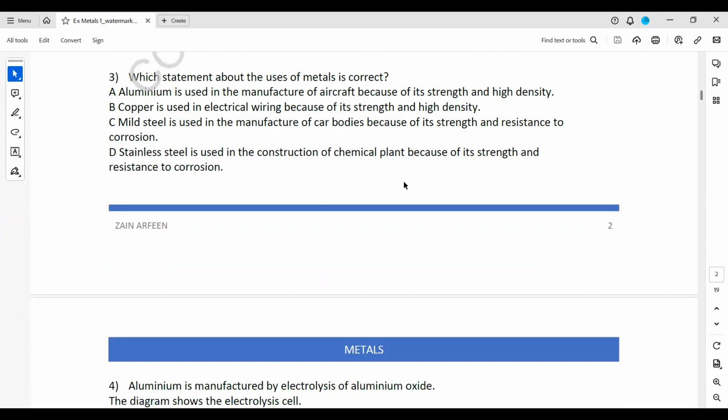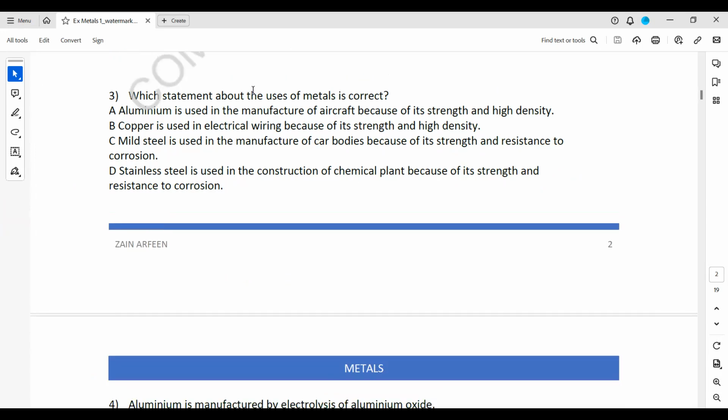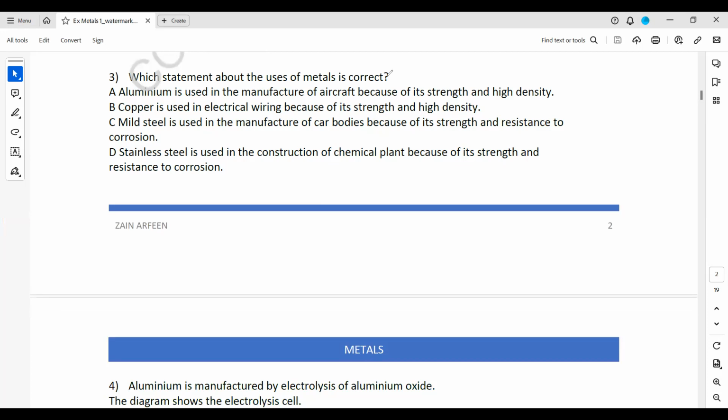In question 3, which statement about the uses of the metal is correct? Aluminium is used in the manufacture of aircraft because of its strength and high density. No, not high density, it should be low density. Copper is used in electrical wiring because of its strength and high density. No, it's not about the density, it's about conduction.